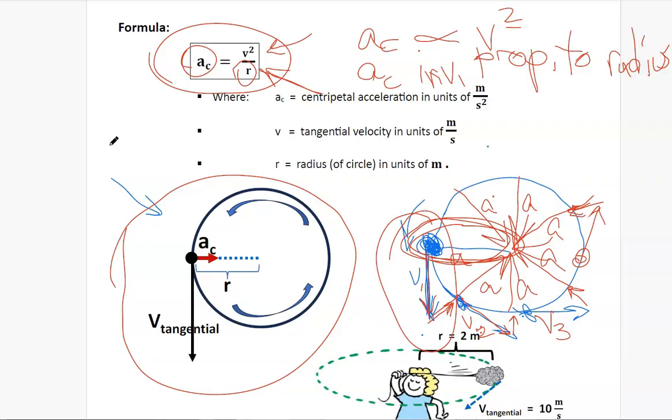Now you can imagine if you have a small circle, you have to change its direction much more rapidly to get it to go in a circle. That's why the acceleration goes up when the radius goes down. If the radius goes down, smaller circle, the centripetal acceleration goes up. A small circle needs lots of changes very quickly to make it around that circle. Whereas a big circle, if you make the circle big enough, it's barely changing direction as it moves, so the centripetal acceleration is much lower with a big radius.